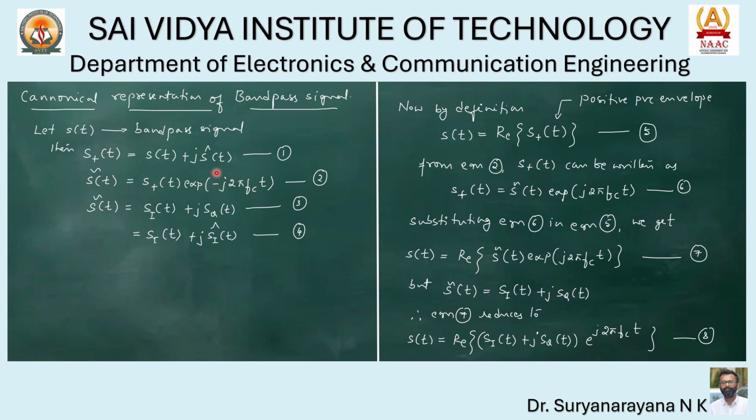So this equation 2, which shows the relation between the complex envelope and pre-envelope, can be rewritten like this. So pre-envelope is given by the product of complex envelope and exponential signal. Now substitute equation 6 in 5 and simplify. We'll get equation 7. What is the complex envelope? It is the sum of in-phase and quadrature components. Substitute this and get expression 8.